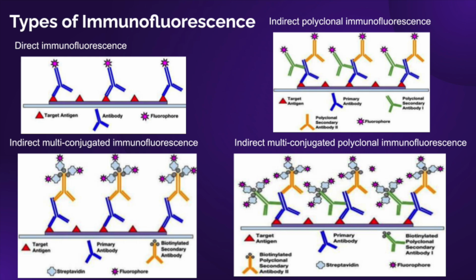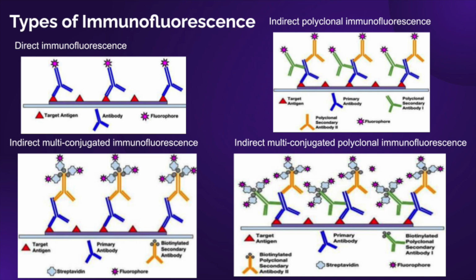For monoclonal antibodies, only one type of antibody is used, conjugated with a fluorophore that activates when the antibody binds to the target antigen. For indirect polyclonal antibodies, multiple types of antibodies are used to bind to the primary antibody.